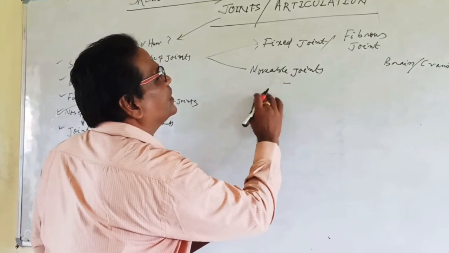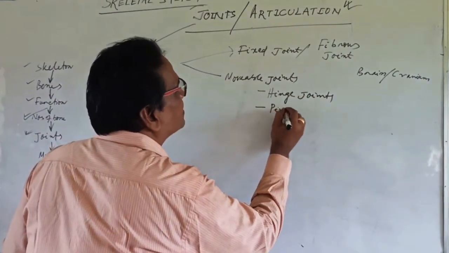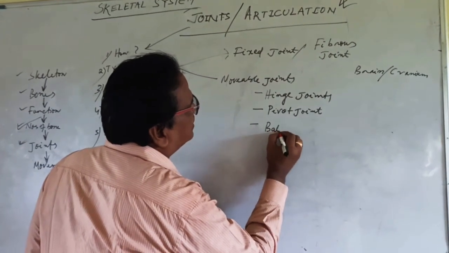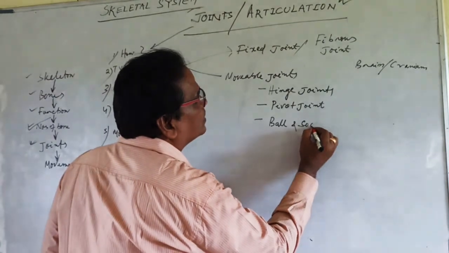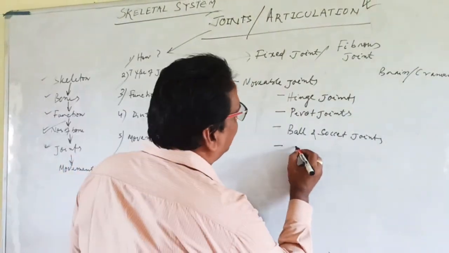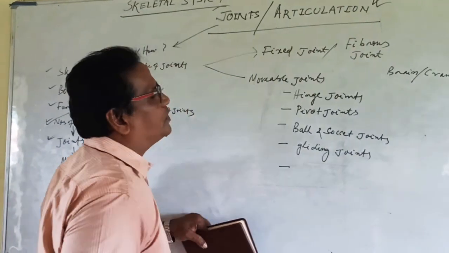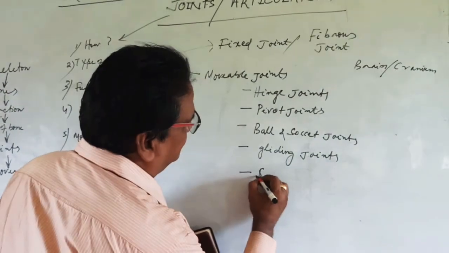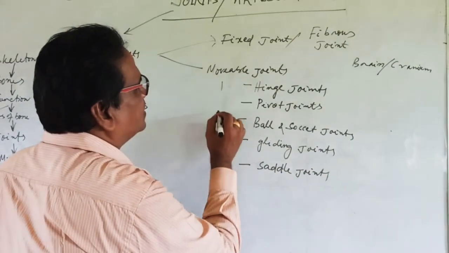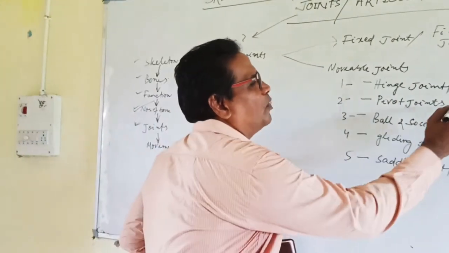First is hinge joints, then pivot joints, ball and socket joints, gliding joints, and fifth is the saddle joint. These 5 joints help your body for better movement.